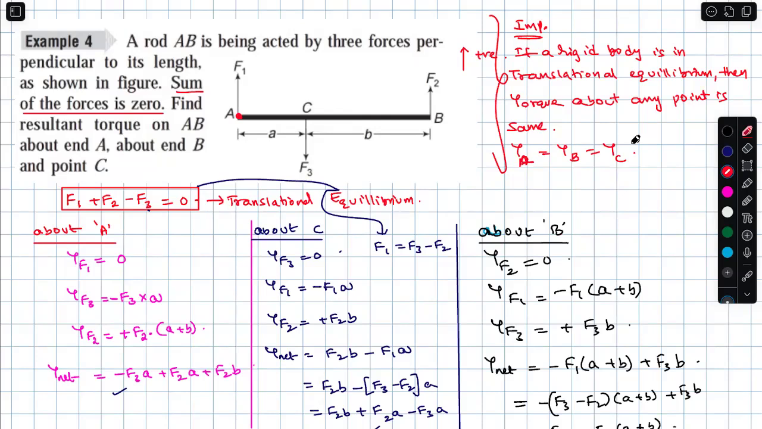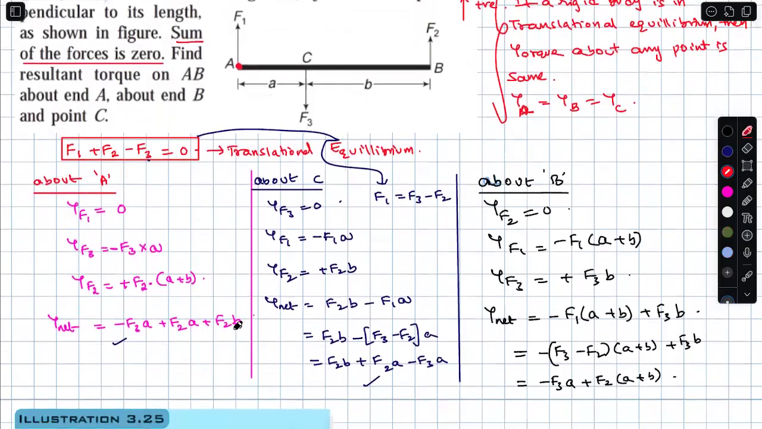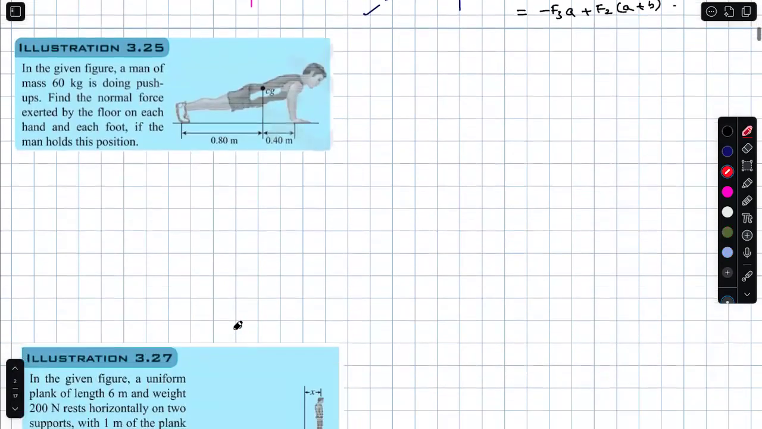Any doubts? Dakshesh? No doubt, sir. Right. All these are fundamentals. Now your problems will start.